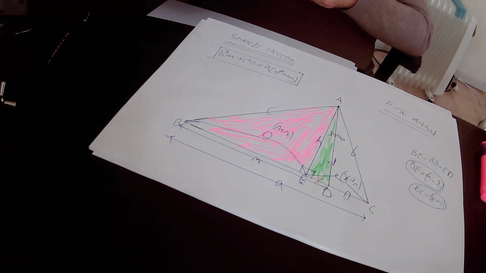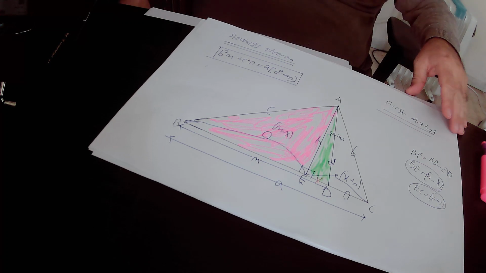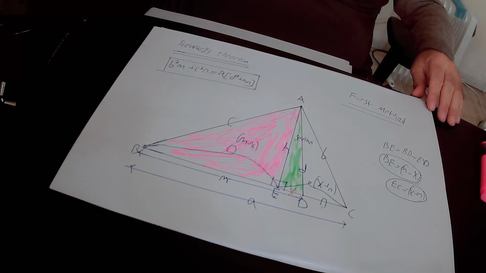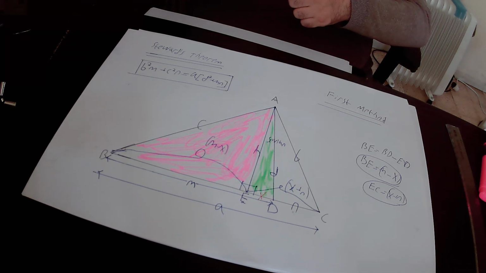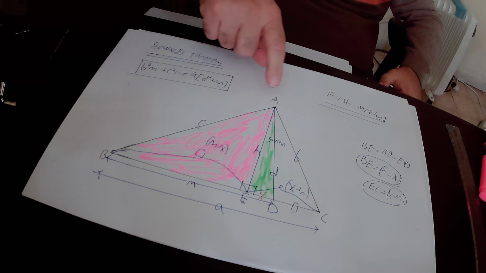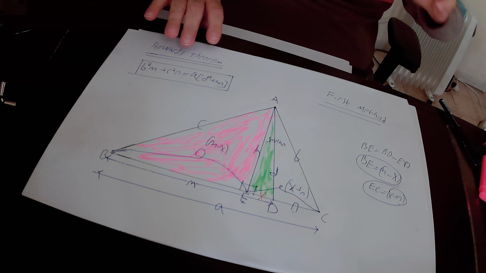We start with the first method, of course. So in this lecture, we proved Stewart's theorem in two different methods. In a nutshell, Stewart's theorem yields a relation between the lengths of the sides of the triangle to its median, to its cevian.